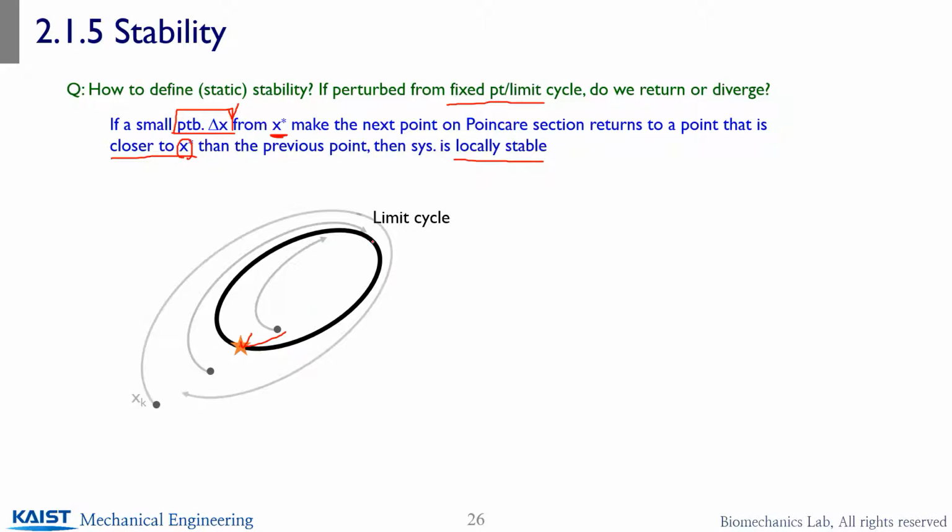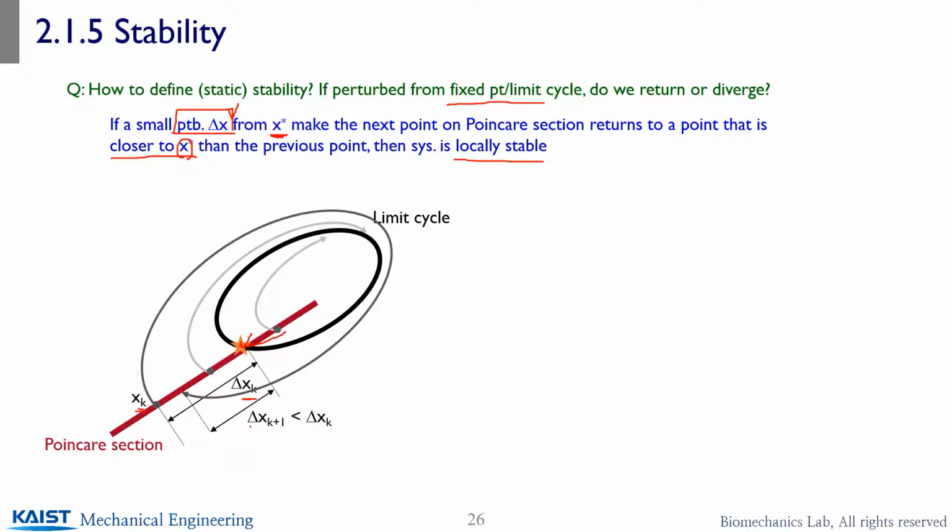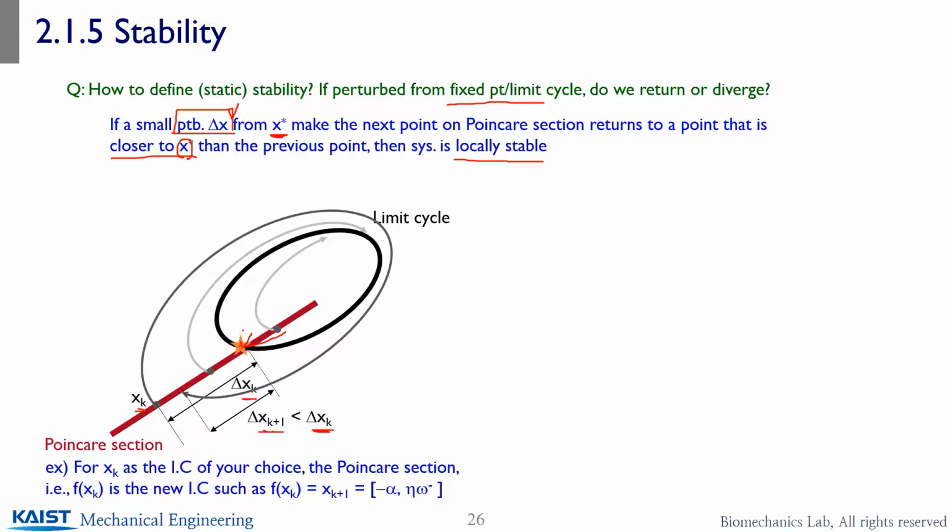That's the stable case. And suppose your xk deviates a little bit further from the fixed point, and does not come back to the limit cycle in one step, but still reaches a point in the Poincare section closer to the original deviation of xk, like this. So xk plus 1 is smaller than xk. That means as time goes by, if you keep repeating this, you will end up reaching the fixed point. That's the locally stable case.